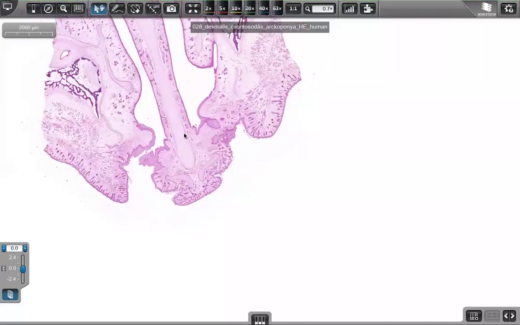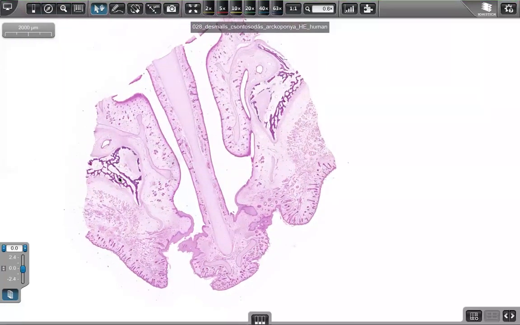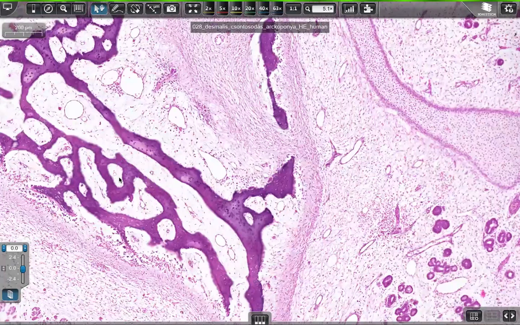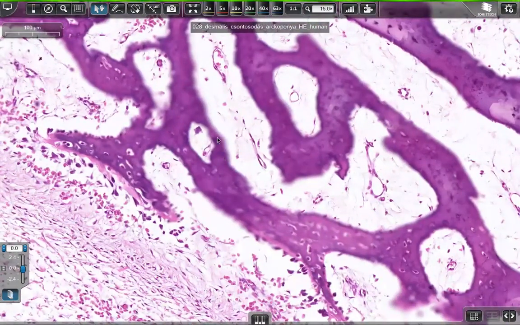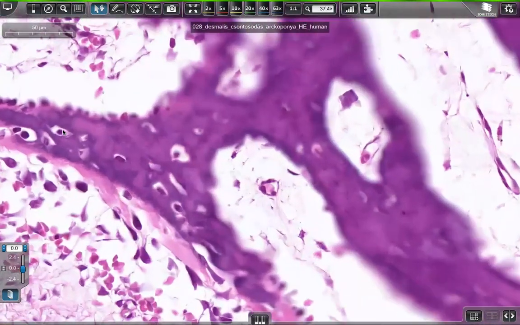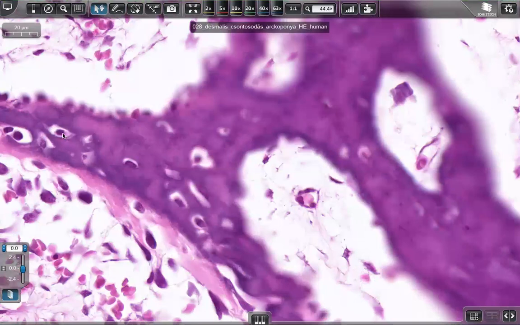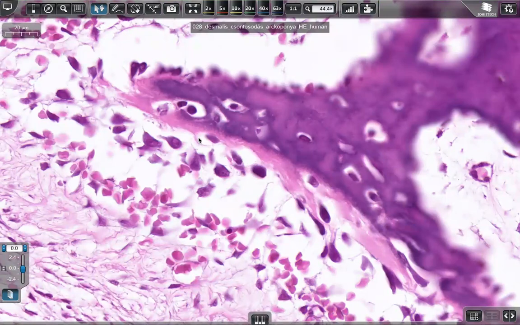Now, let's see the ossification. You know it's membranous or intramembranous ossification, and we can see here these spicules, the trabeculae of the bony tissue. Inside the trabeculae, we can find osteocytes in their lacunae. So these are osteocytes. And on the surface, we have osteoblasts.